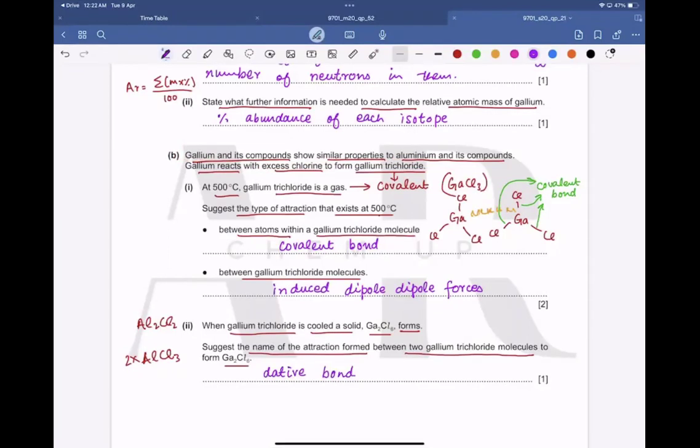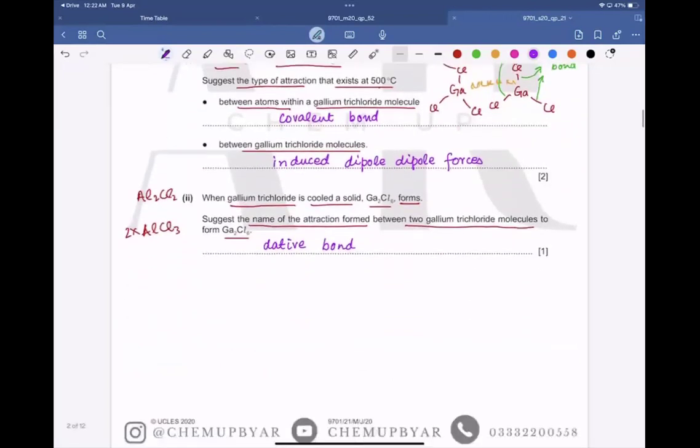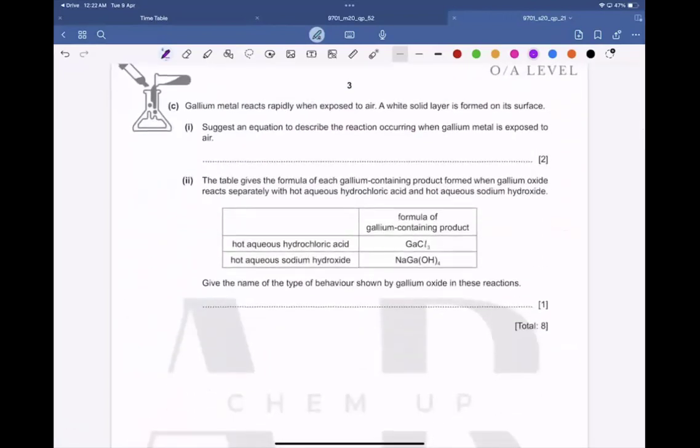Okay. Now, let's move to the next part. Gallium metal reacts rapidly when exposed to air. And when they are talking about air, which substance are they referring to?